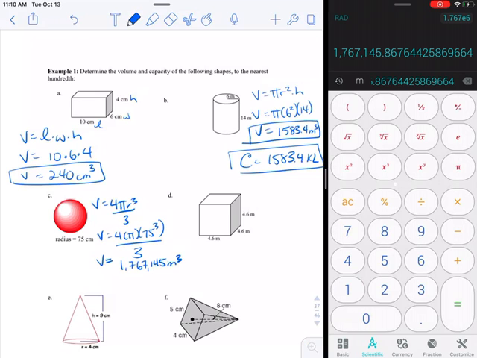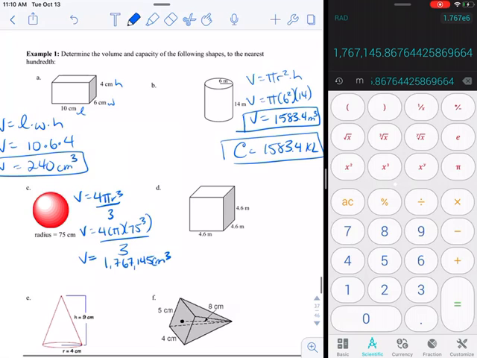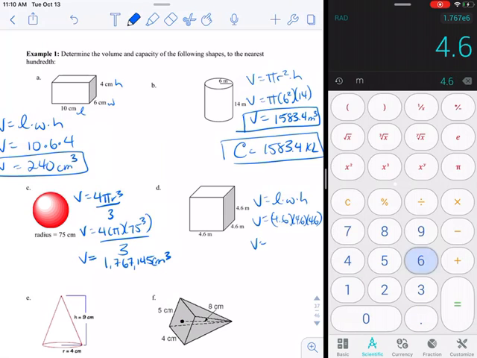That's centimeters cubed. All right, volume, length times width times height. So 4.6 times 4.6 times 4.6. So 97.34 meters cubed. And that's the same as 97.34 kiloliters.